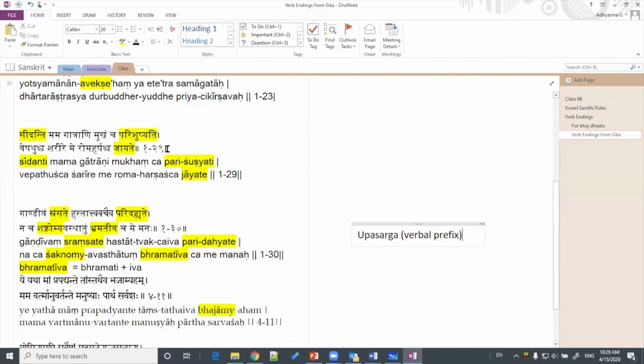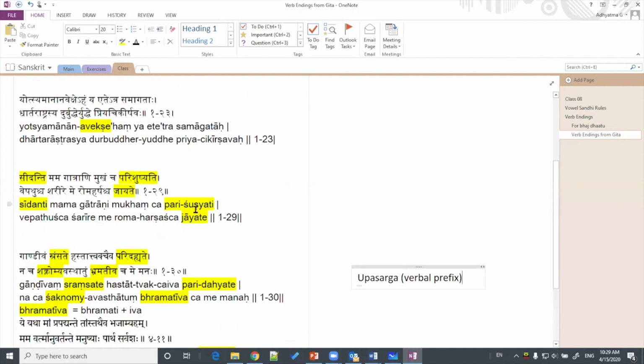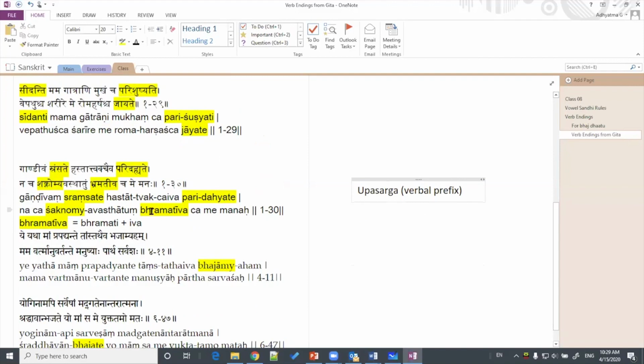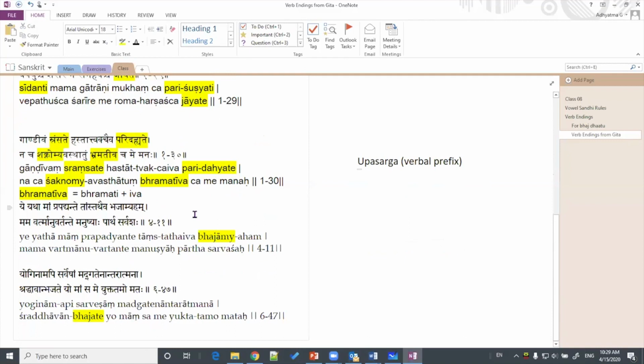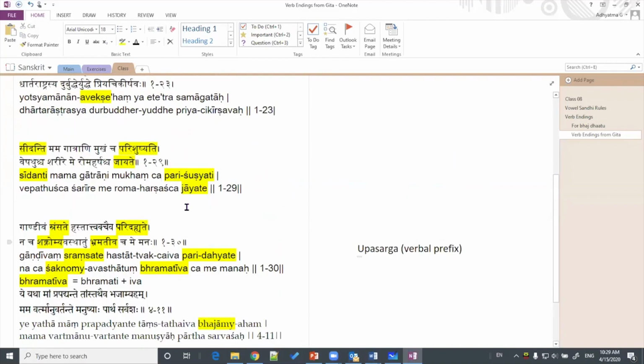So parishushyati, same here, parishushyati. And you will also see avekche, the actual word here is ikche. So ava ikche, avekche, ava is an upasarga here, a prefix. So don't worry about it too much, just understand that these are upasargas, and we will discuss later as time permits, because to discuss the meanings of upasarga and how it changes, it is normally done in the advanced class. We are in the beginners class.